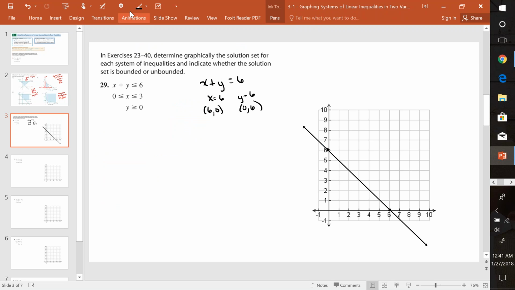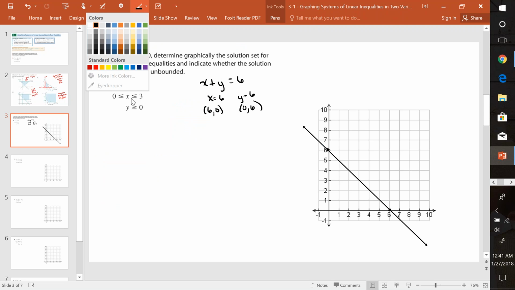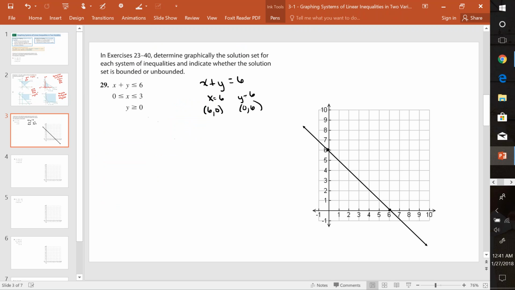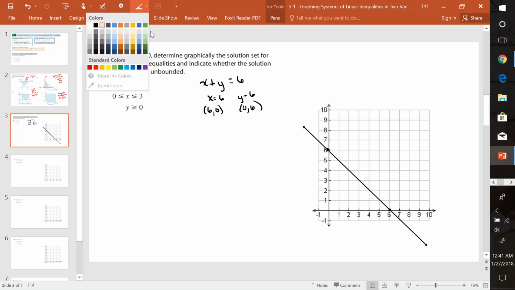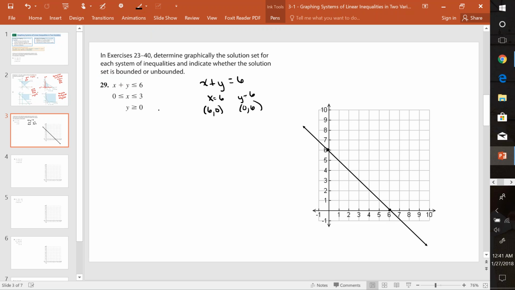And then we have this 0 is less than or equal to x is less than or equal to 3. You can split that into two separate inequalities. It's a compound inequality. This actually says x is greater than or equal to 0 and x is less than or equal to 3. So greater than or equal to 0 would be this. That's just x equals 0. So that's going to be this vertical line here.